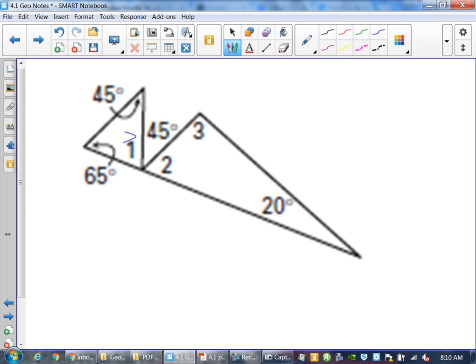70. Okay, there's 70. Now, 70, 45, and angle 2 create a line, don't they? Yeah, 180. What's 70 and 45? 70 and 45. Good question. 115. So what's 180 subtract the 115? 65. There you go. 65 and 20 is how much? 85. How much is left over for angle 3?